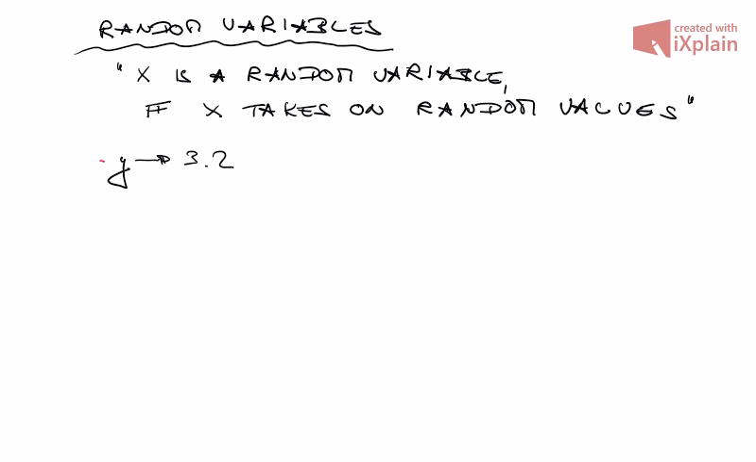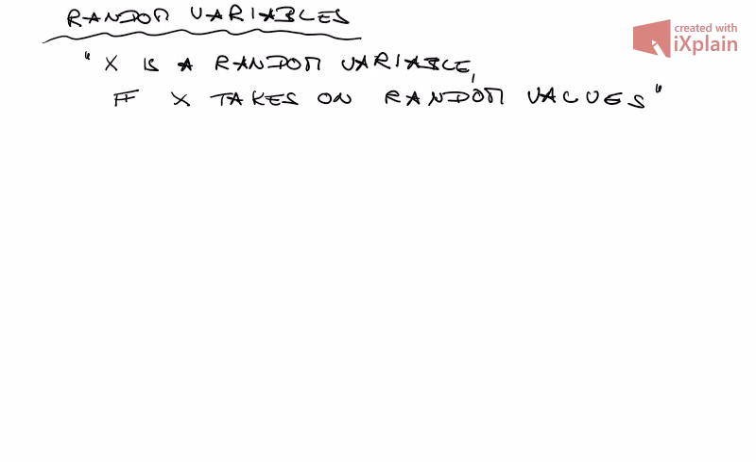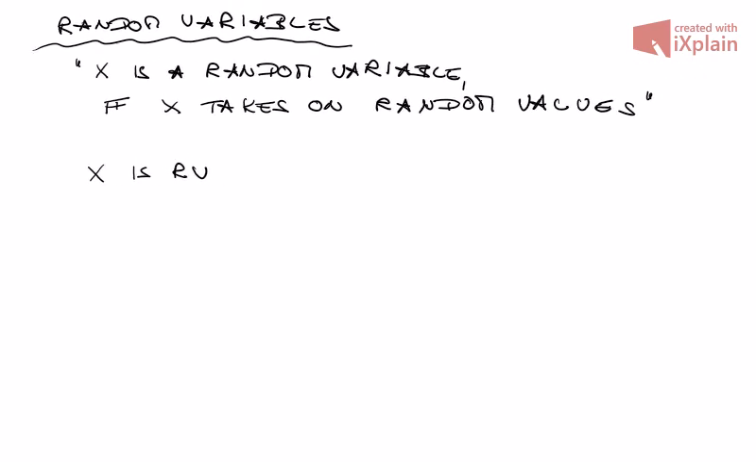If I say something is a random variable, you should think intuitively as follows. If x is a random variable, then x can take on values randomly. X can, for example, be 0.1, or it can be 0.7, or it can be minus 0.1, or it can be 1. So it can take on random values.